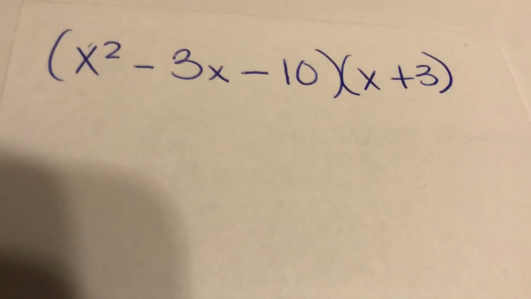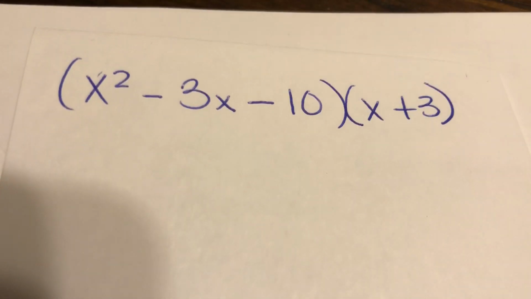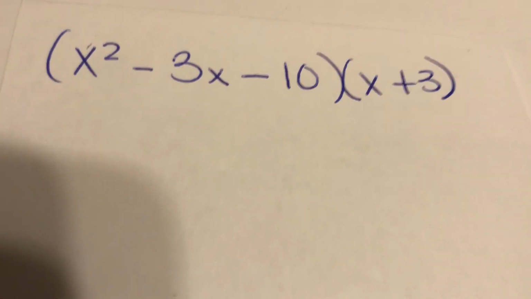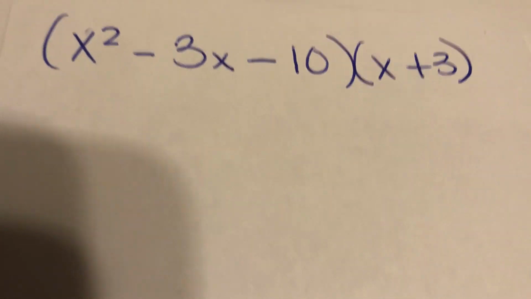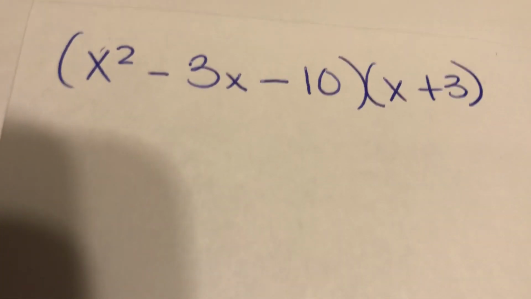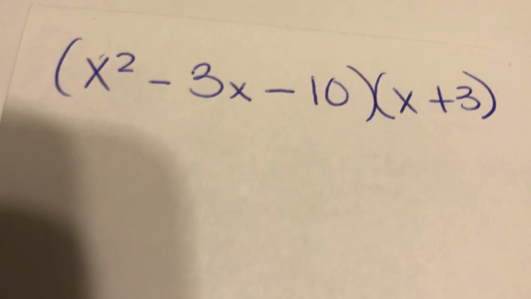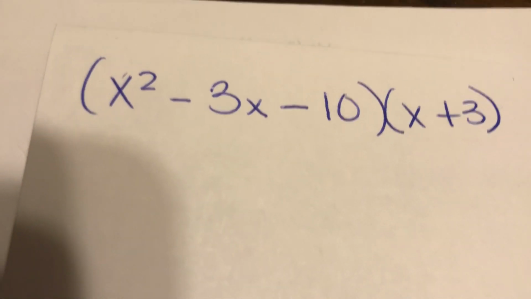Today we're going to do just a review of polynomials times polynomials. This could be binomial times polynomial, trinomial times trinomial. It doesn't matter. One way that you can do this that we talked about is you can do distributive property, just like we've always done.